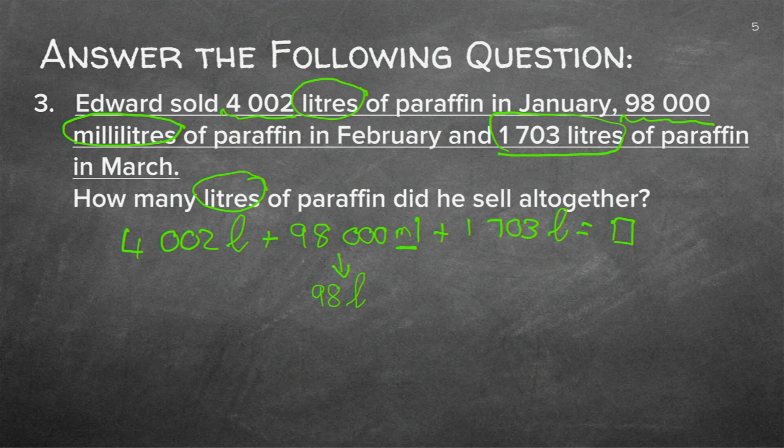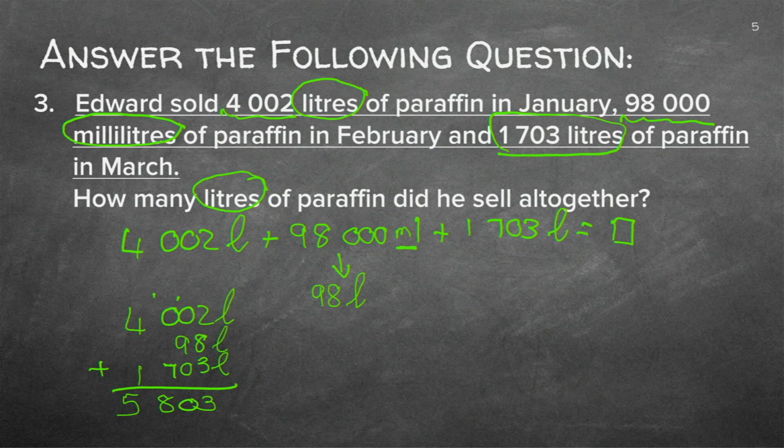And now I can go and do my calculation. I will start with 4,002 liters plus my 98 liters that I converted plus my 1,703 liters. And now I can go and add. And that will be, when we calculate, 5,803 liters. Now the question is, how many liters of paraffin did he sell altogether? He sold 5,803 liters of paraffin altogether.